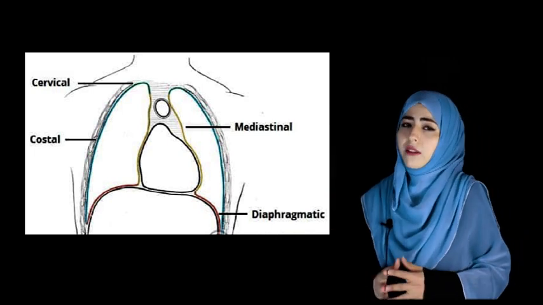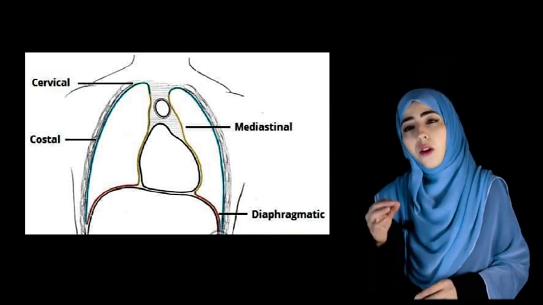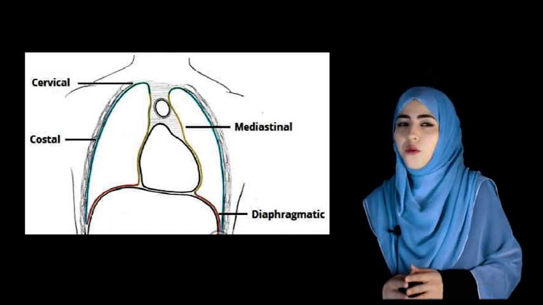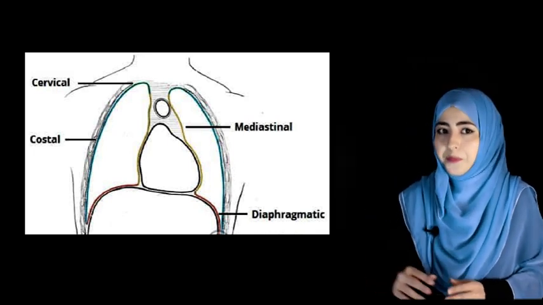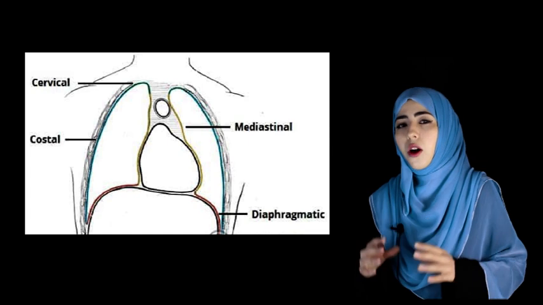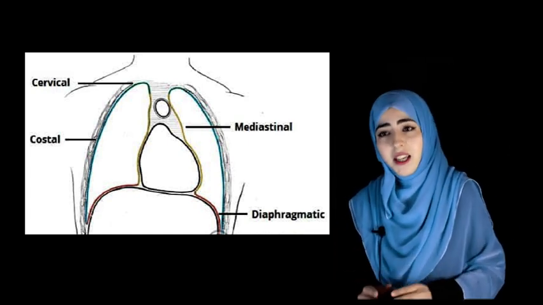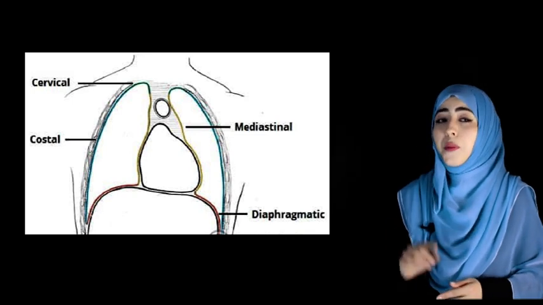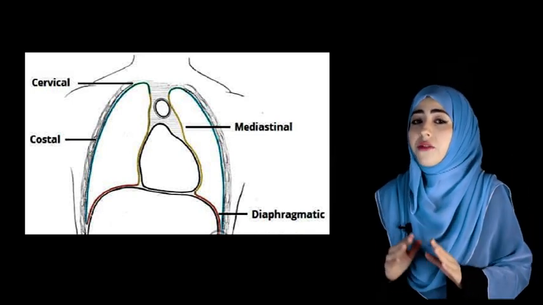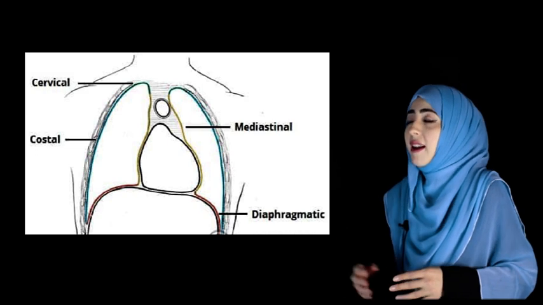The diaphragmatic surface of the lung, which is also concave, forms the base of the lung, which rests on the dome of the diaphragm. The concavity is deeper in the right lung because of the higher position of the right dome, which overlies the liver.